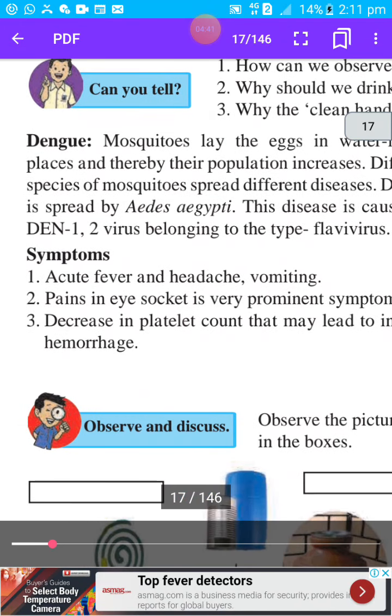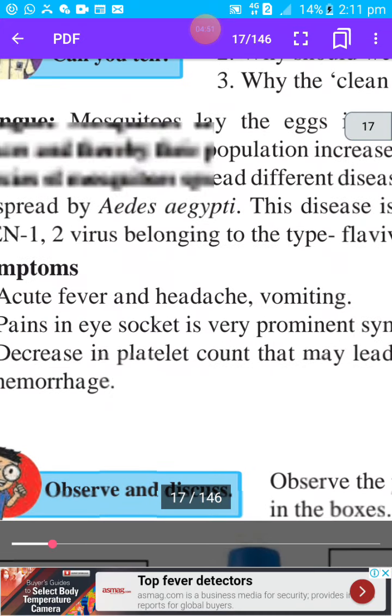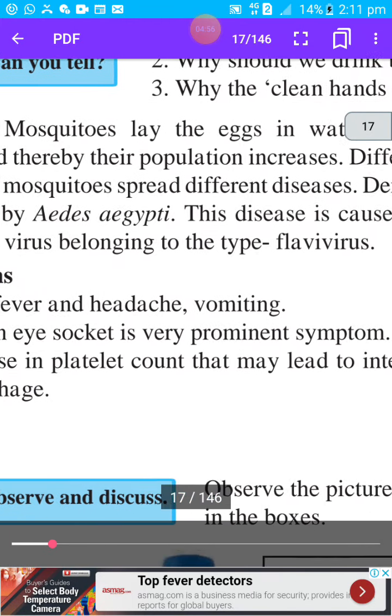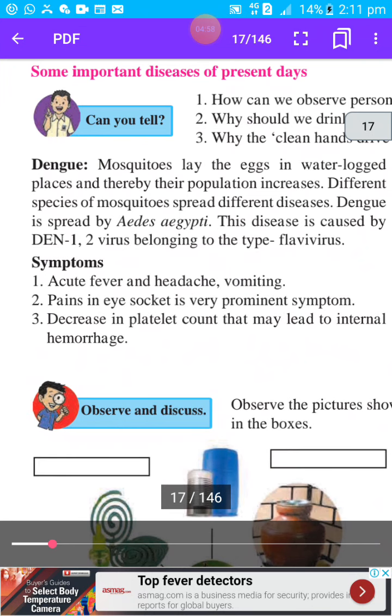So the first disease that is very prevalent nowadays in the rainy season is dengue. Okay, so let us see this dengue. Mosquitoes lay eggs in waterlogged places, and thereby their population increases. Especially in the rainy season, when there are waterlogged places, where stagnant, stored water is there, mosquitoes lay eggs on that water, and these mosquitoes cause many diseases. Different species of mosquitoes spread different diseases.